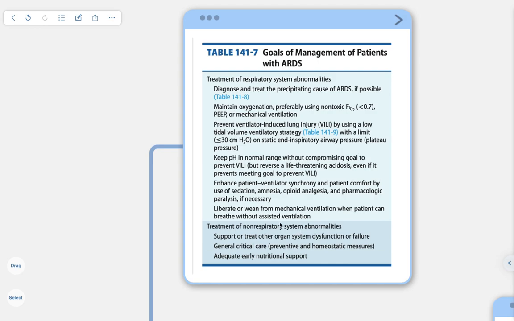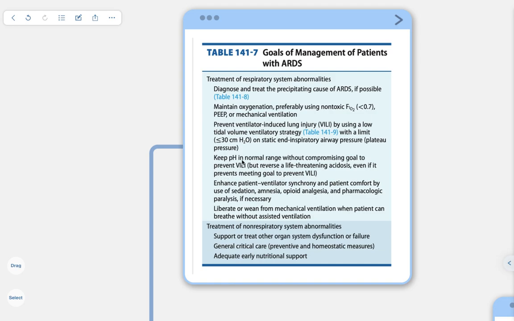Thirdly, the treatment of non-respiratory system abnormalities. This includes support or treat other organ system dysfunction or failure, general critical care, that is preventive and homeostatic measures, and adequate early nutritional support.